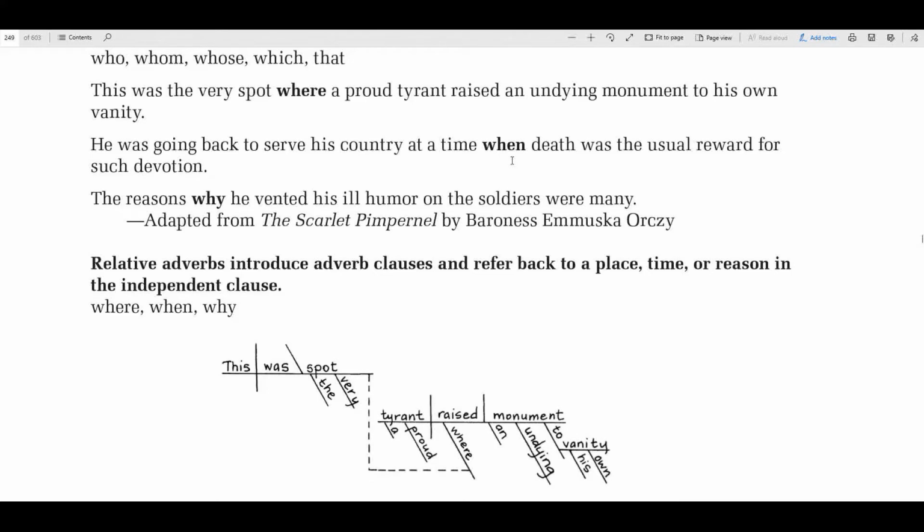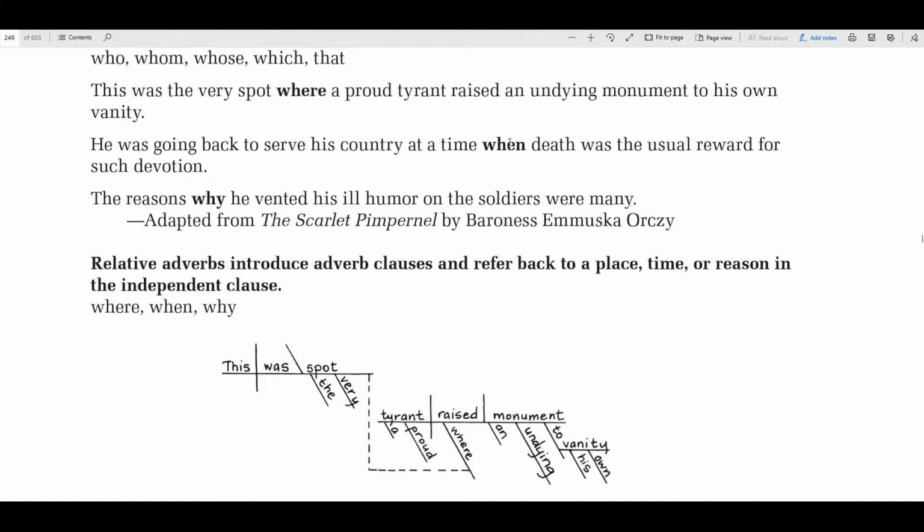Our independent clause is he was going back to serve his country. Now, I'm not sure if you say at a time. I don't think at a time goes with this. I think it's just he was going, because if you put at a time, then it's not an independent clause. So I'm just going to say at a time goes with this.